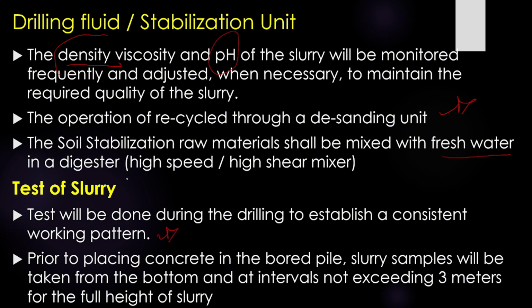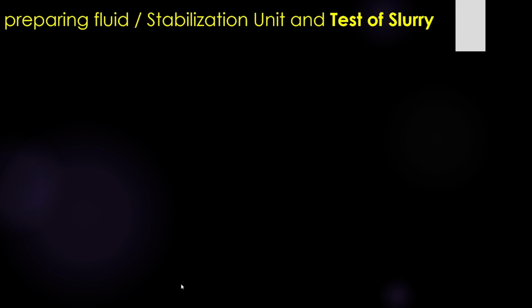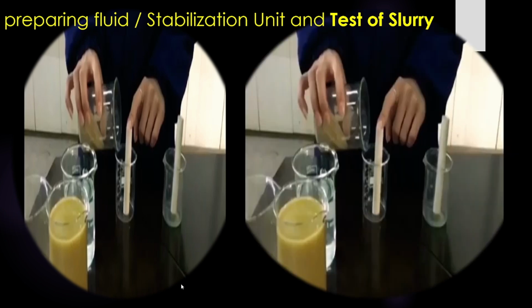Prior to placing concrete in the bored pile, slurry samples will be taken from the bottom and at intervals not exceeding 3 meters for the full height of the slurry. Now, after saying this, how are we going to prepare and configure this slurry material? It is very important. So let us see two different approaches.